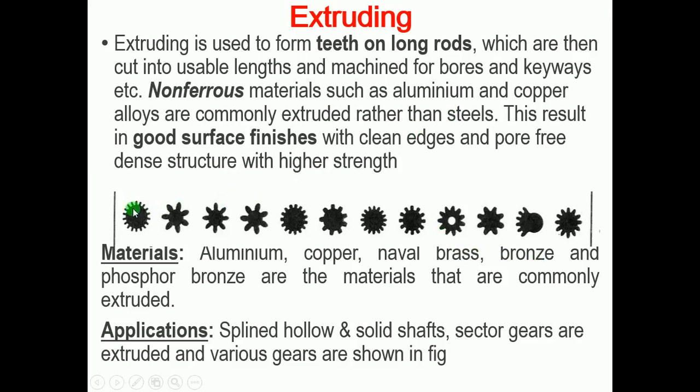This results in good surface finishes with clean edges and a pore-free dense structure with higher strength. The figure shows the shape of a gear generated by the extruding process. What are the materials required for extruding? Aluminum, copper, naval brass, bronze, and phosphor bronze are the materials commonly extruded. What are the applications of gears generated by extruding? Generally, splined hollow and solid shafts are produced by extruding.